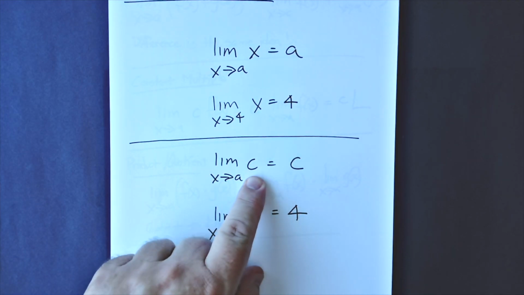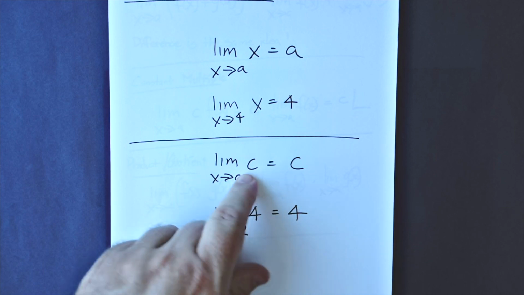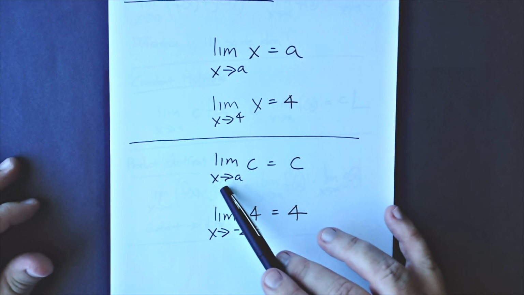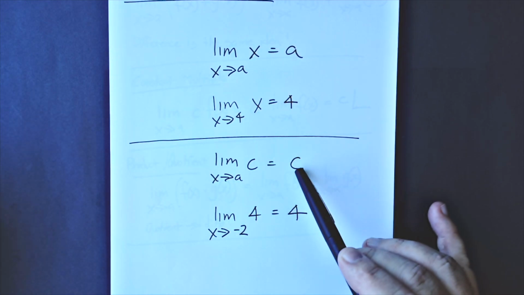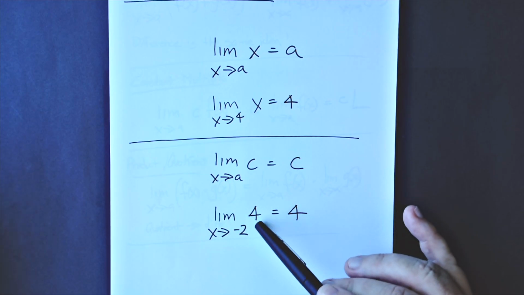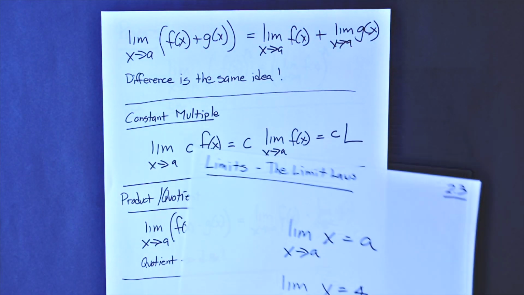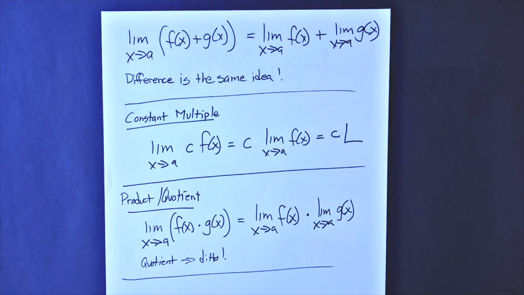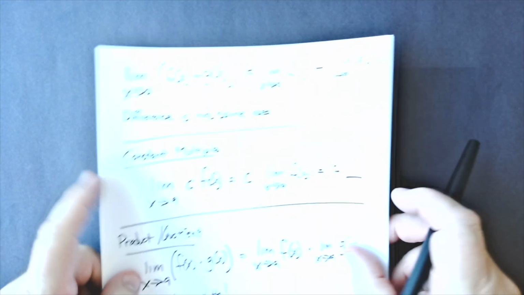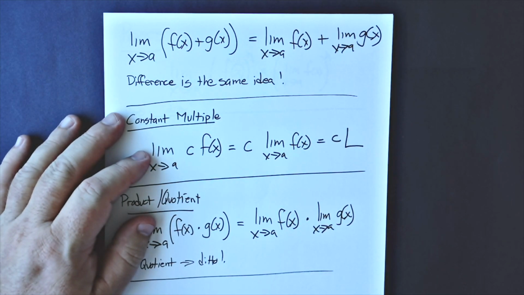The next one is the same thing. If this is a constant, not x, then whatever this value is doesn't matter because we're talking about a horizontal line. So the limit as x goes to a of some constant c is just that constant. For example, the limit as x goes to -2 of the number 4 is just 4. That doesn't change. And here, you can read this in a text or on the internet. I'm just not going to waste time writing all this. I'm just going to explain it to you.